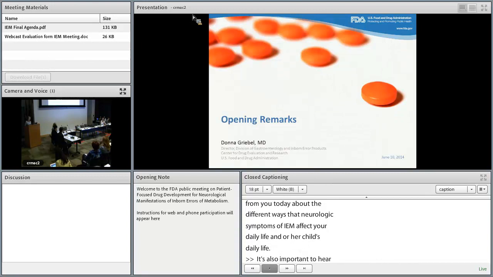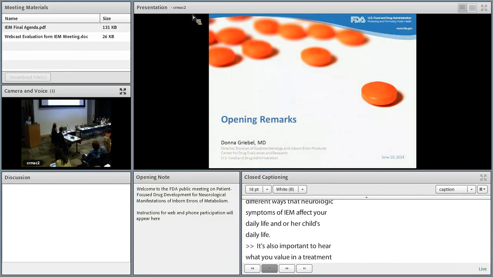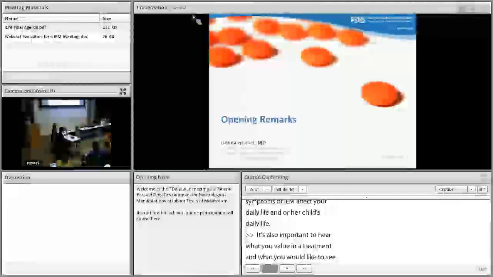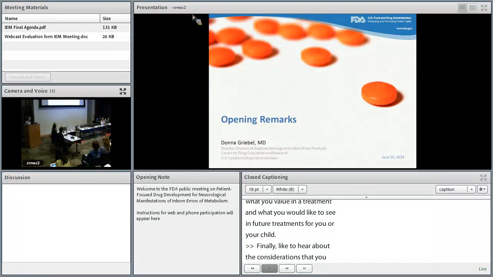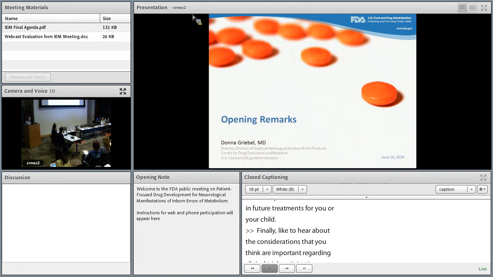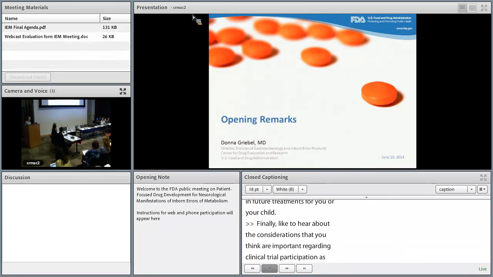It's also important to hear what you value in a treatment and what you would like to see in future treatments for you or for your child. Finally, we would like to hear about the considerations that you think are important regarding clinical trial participation as well as the informed consent process.